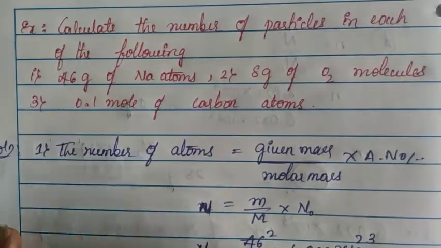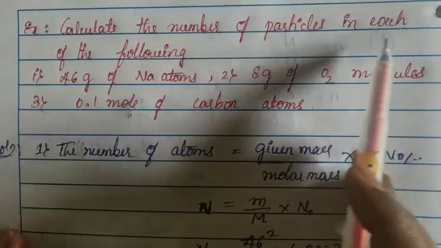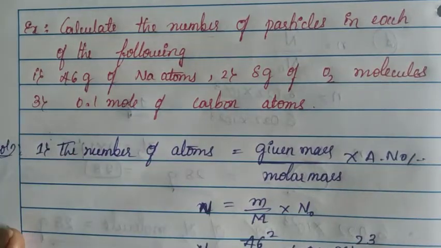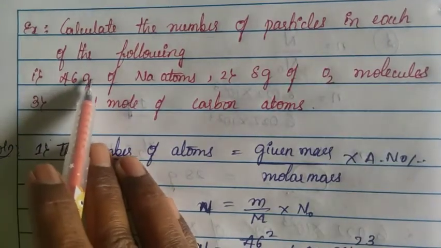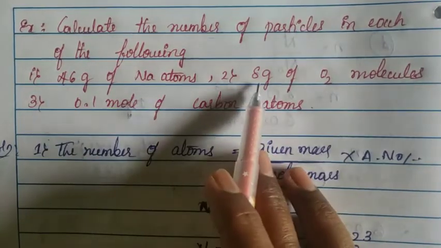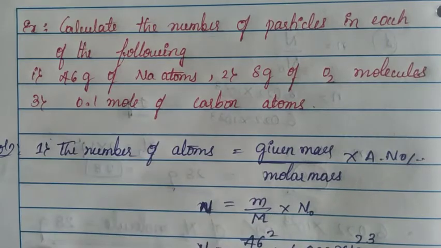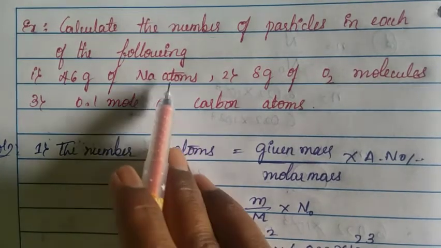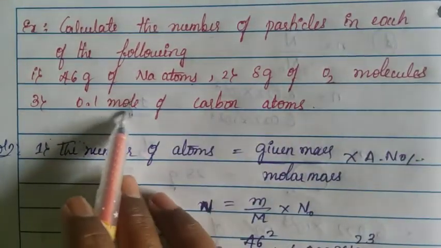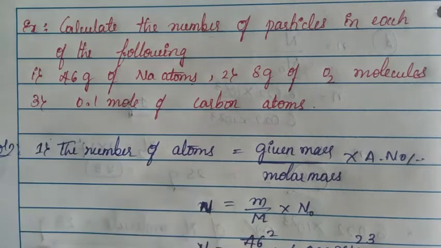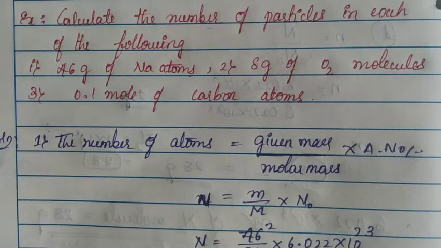Now come to the last example problem. Yes, see now what is asked here. Calculate the number of particles in each of the following. Now let's go to calculate the number of particles. See now, first one, 46 grams of sodium atoms. Second is 8 grams of oxygen molecules, and third is 0.1 mole of carbon atoms. Look at here, children. In the first case atoms are given. In the second case molecules. In the third case the amount is given in terms of moles. Now let's calculate the number of particles for all these.